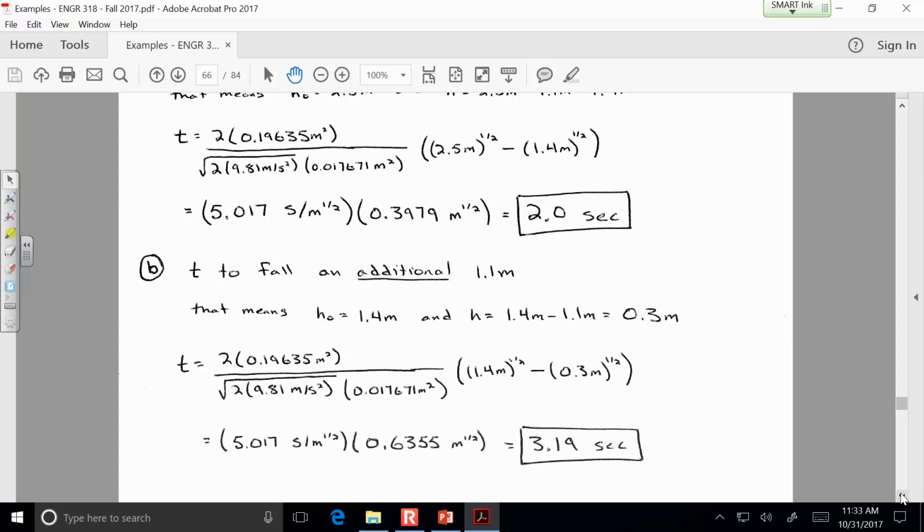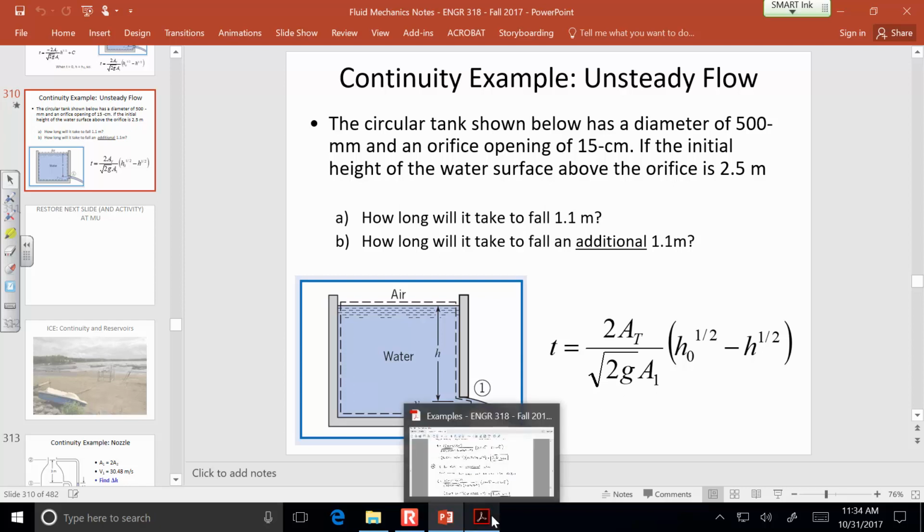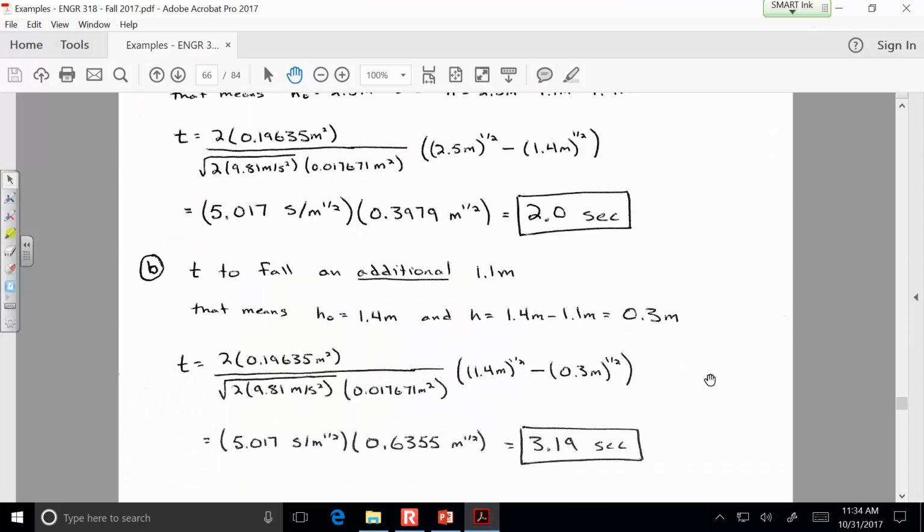Now, one thing to point out is that the area of the opening is not in the square root. It's a mistake that's easy to make: see how the square root of 2g is down there in the denominator, but the area is not inside of that square root of 2g. So that's an easy calculation mistake to make. Any questions about this example?